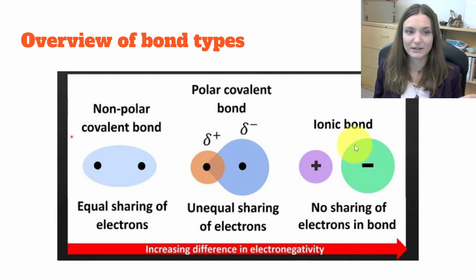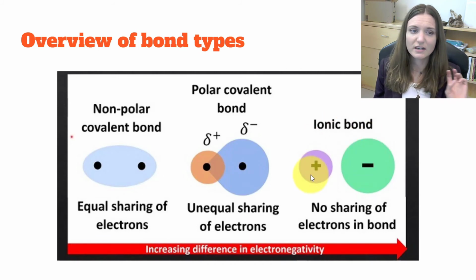All the way at the other end of the spectrum, where there's no sharing of electrons, but there's a transfer of electrons, the atom that gained that electron is now an anion, it's a negative charge, and the atom that lost that electron, gave up that electron, has a positive charge. So this is the extreme end of the electronegativity spectrum.